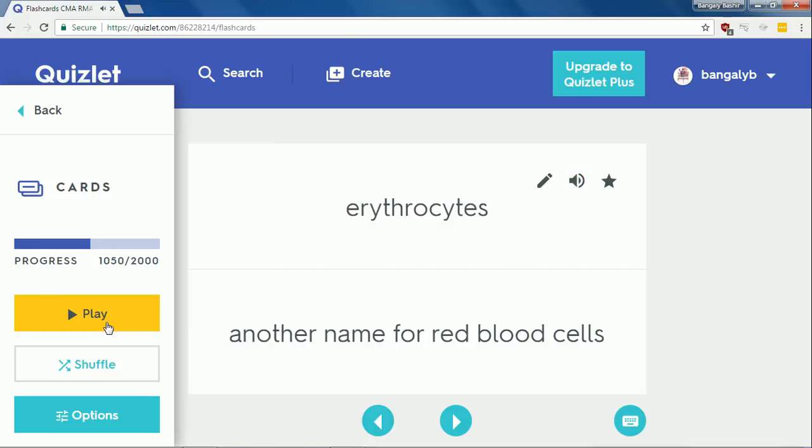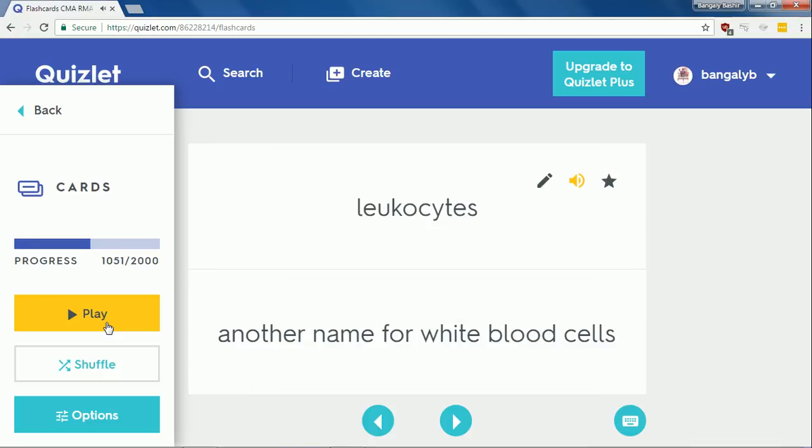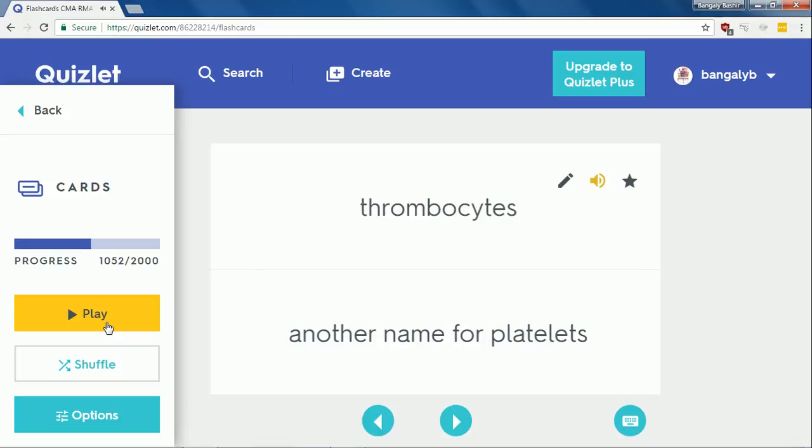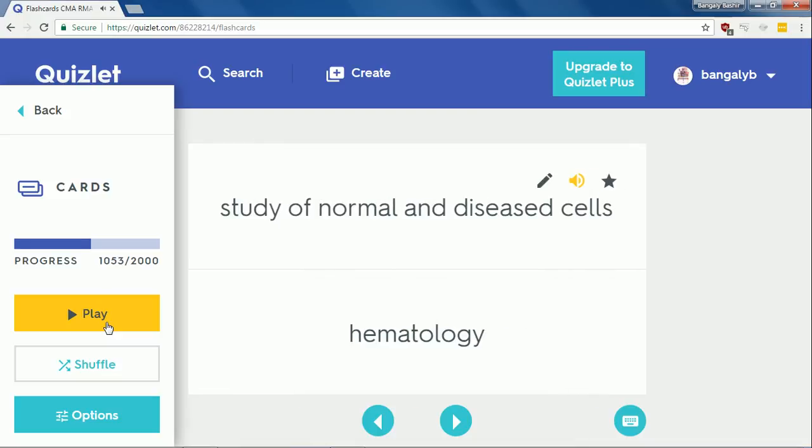Erythrocytes. Another name for red blood cells. Leukocytes. Another name for white blood cells. Thrombocytes. Another name for platelets. Hematology. Study of normal and diseased cells.